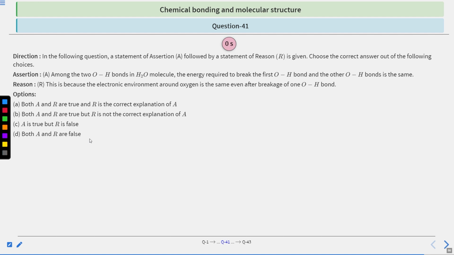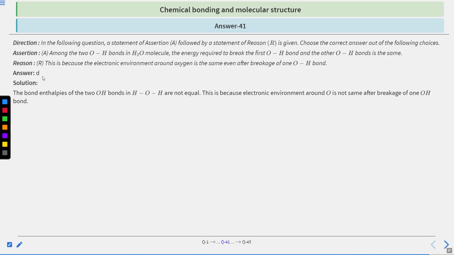Okay, so the correct answer is option D. The bond enthalpies of the two OH bonds in a water molecule are not equal. This is because the electronic environment around the oxygen is not the same after breakage of one OH bond in the H2O molecule. Hence option D, that is both assertion and reason are false, is correct.